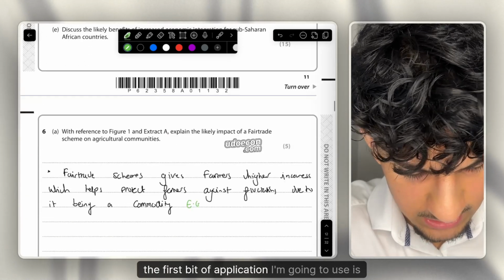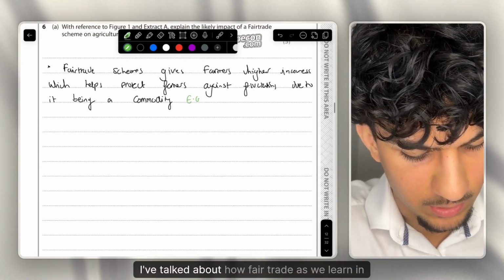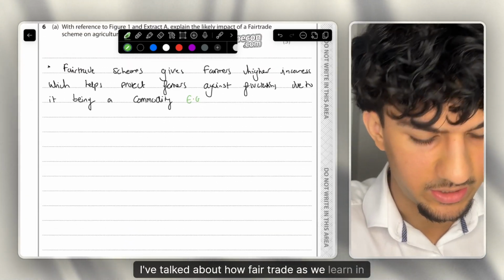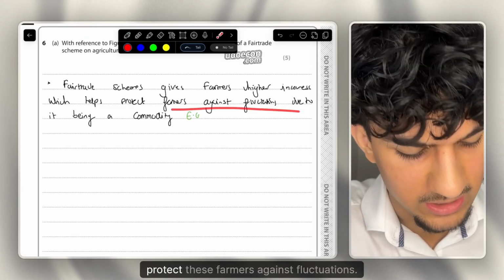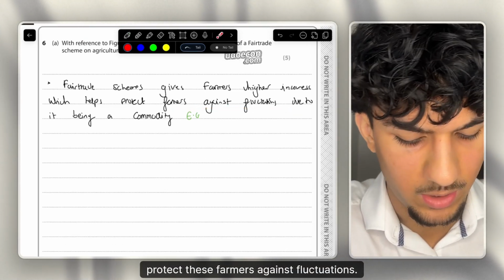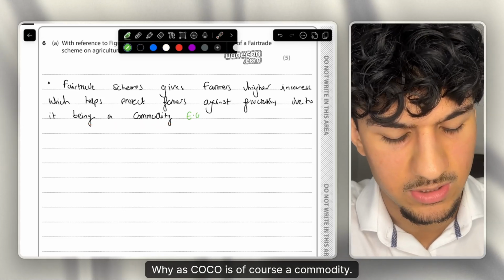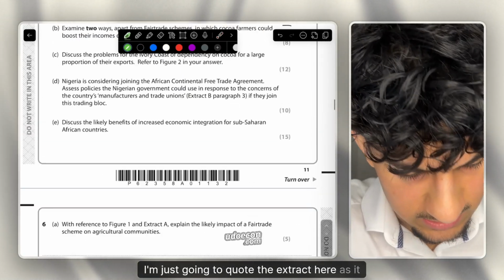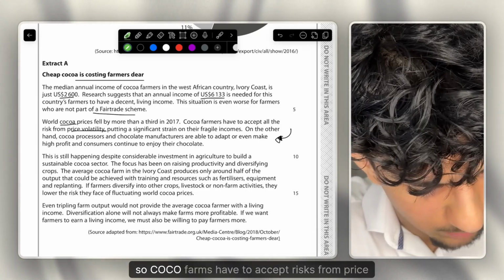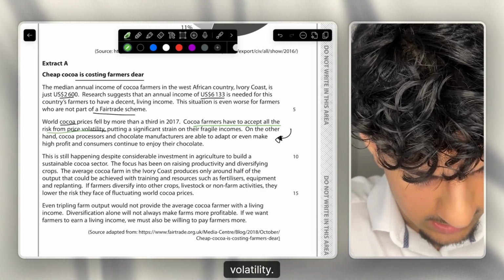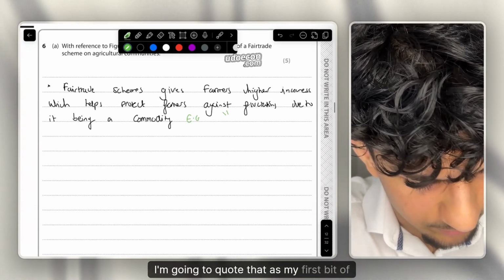Okay, so the first bit of application I'm going to use: I've talked about how fair trade, as we learn in the spec, when revising the content, helps protect these farmers against fluctuations. Why? As cocoa is of course a commodity. I'm just going to quote the extract here as it mentions it. Where did it say? Yeah. Cocoa farmers have to accept risks from price volatility. I'm going to quote that as my first bit of application.